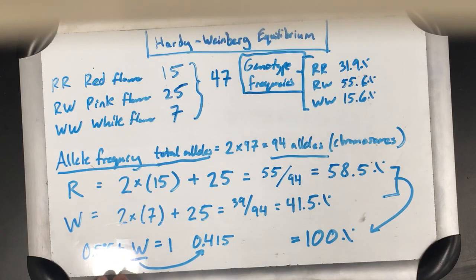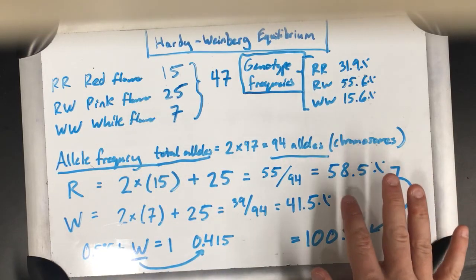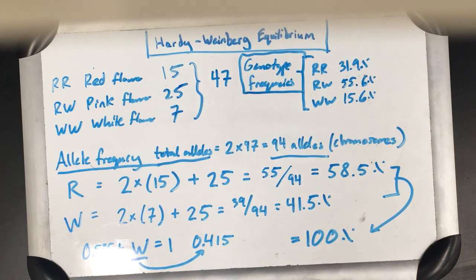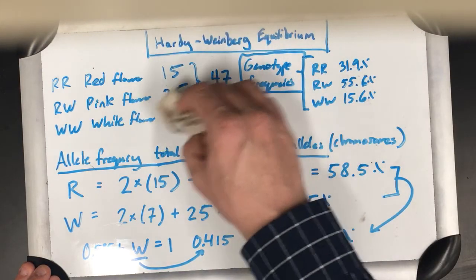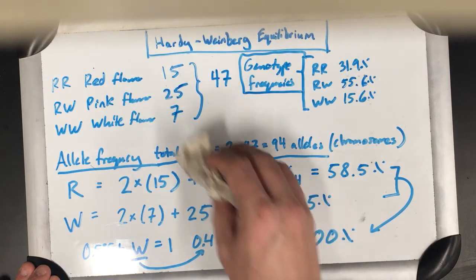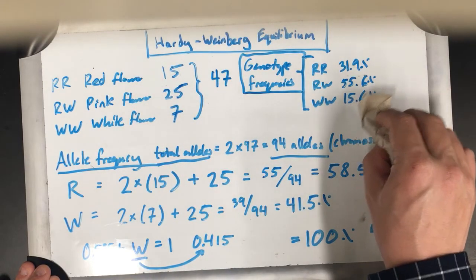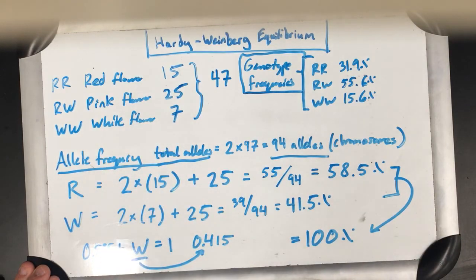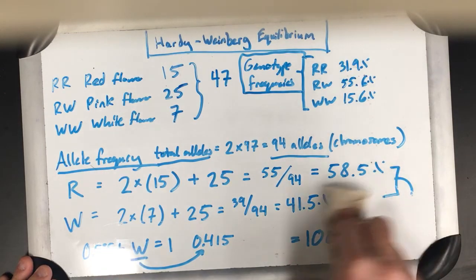So we have these numbers now. We know that R is 58.5%, and W is this frequent in the population. Okay, so we'll erase this. From this population that we found, we know the genotype frequency of everything, and we know that we can find the allele distribution. Okay, so let's use this for one last thing.